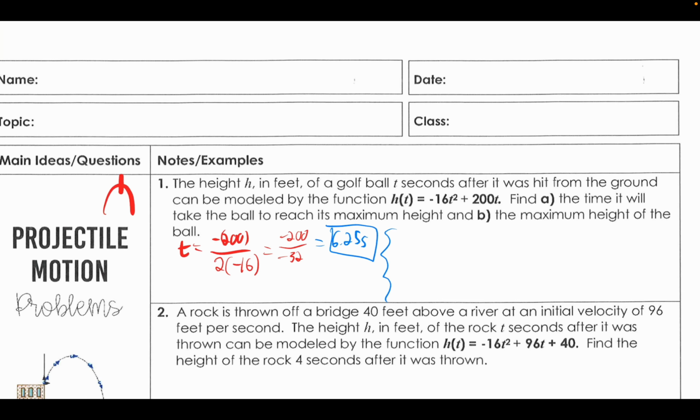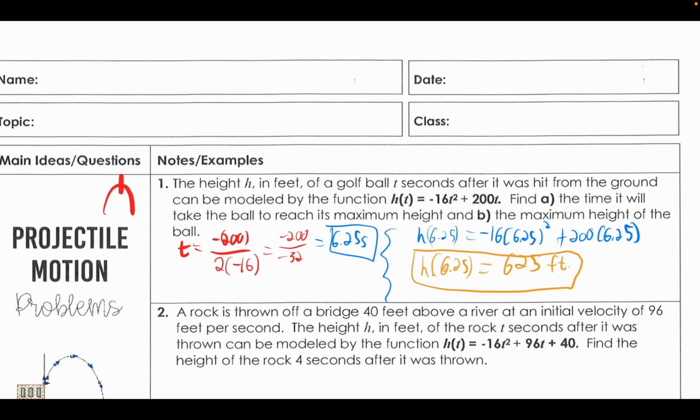Now to find the height, we plug this in. Just like when we find the y value of the vertex, we plug in the x value. So to find the height, we plug in the time. And so h of 6.25 would equal negative 16 times 6.25 squared plus 200 times 6.25. And this ends up equaling that the h of 6.25, or the height at 6.25 seconds, is 625 feet. And we answered part A and B.